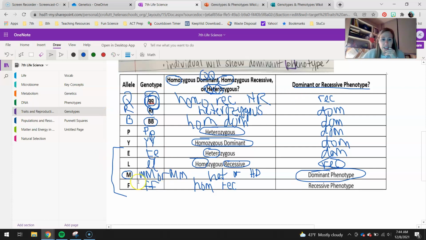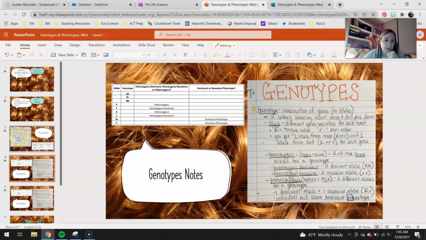Okay, finally, our last one here, we know we have a recessive phenotype. That one's a little bit different. It's easier to predict the genotype. Anytime we see that recessive phenotype show up, we know it's only little f, little f for the genotype, so homozygous recessive. All right, let's go ahead and move on to finish up this assignment.